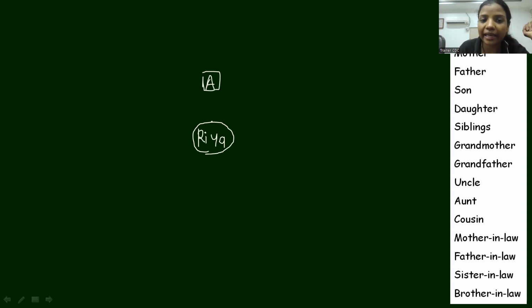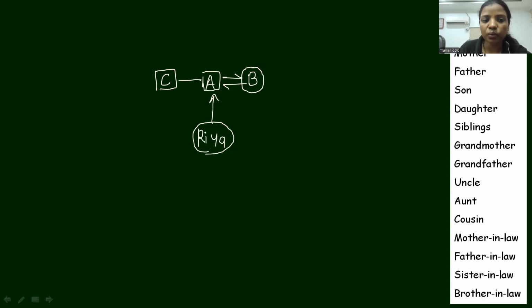How can I indicate A? A is above Ria's generation, right? So I will use this arrow to indicate A. Now B is married to A. If A is a male, then definitely we can say that B is a female, right? And this sign we have to use for a couple. Now Ria is the daughter of A and B. Correct. Now A has one brother and his name is C.